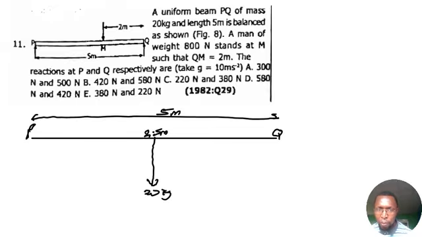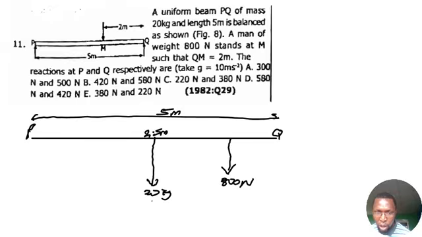Now, a man of weight 800 Newton stands at M, so that QM is 2 meters. So from here, the man is standing between Q and M. The man is standing here and has a weight of 800 Newton. That's 800 Newton. Now this one is 20 kilograms.